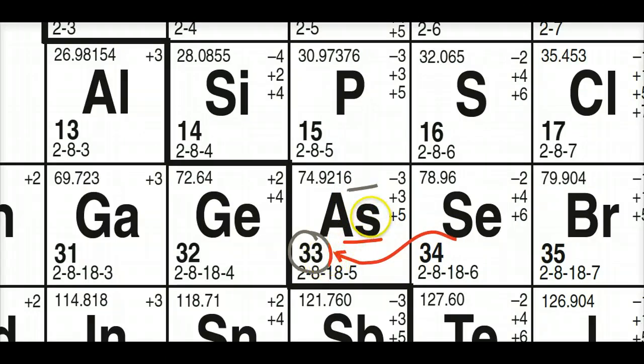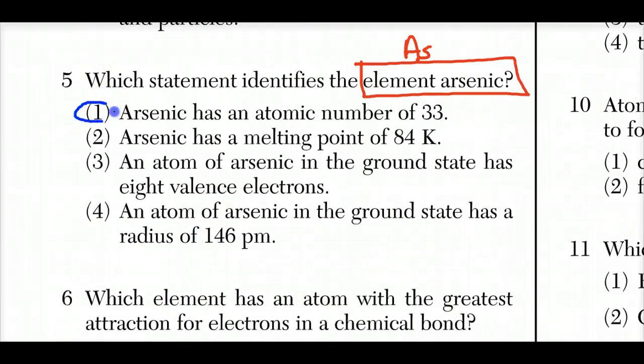All the other numbers are important properties, but this is the overlying most important distinguishing characteristic of element arsenic, 33 protons. And if it's an atom, 33 electrons. So number 5 is 1. Arsenic has the atomic number 33, which means 33 protons.